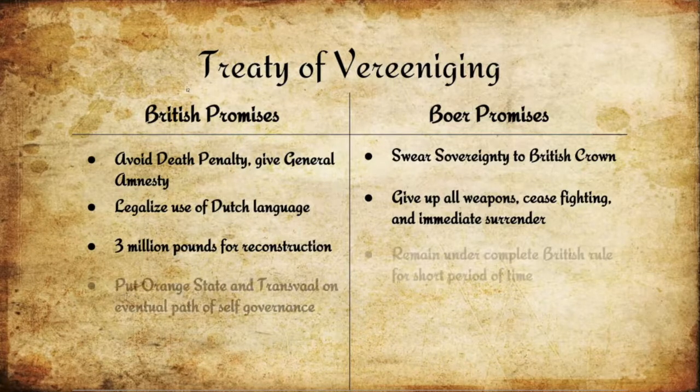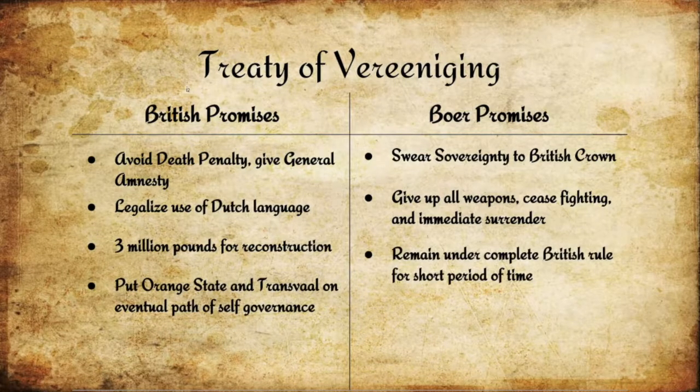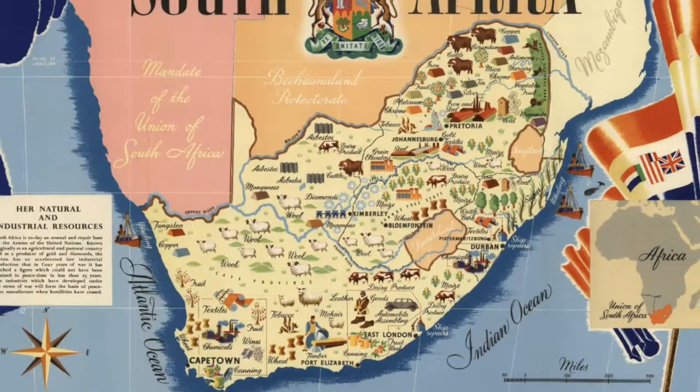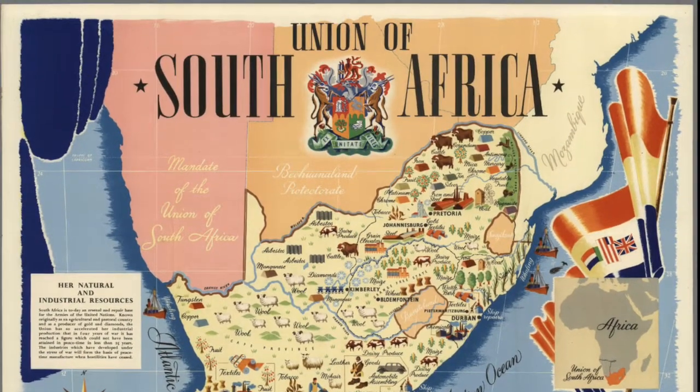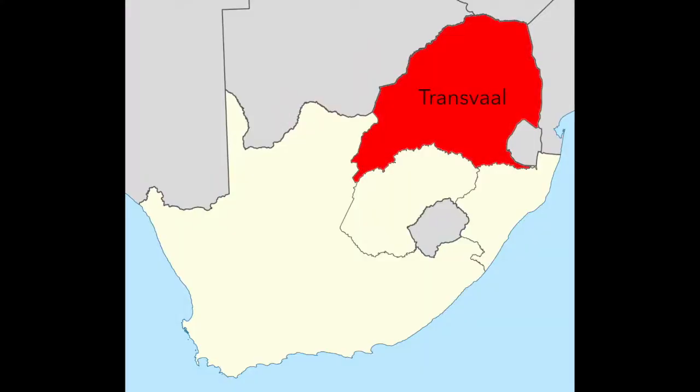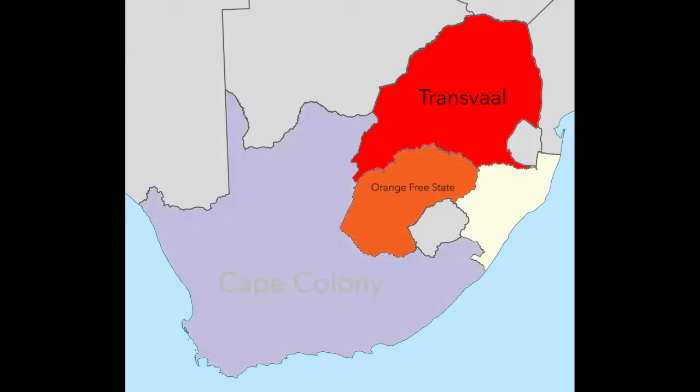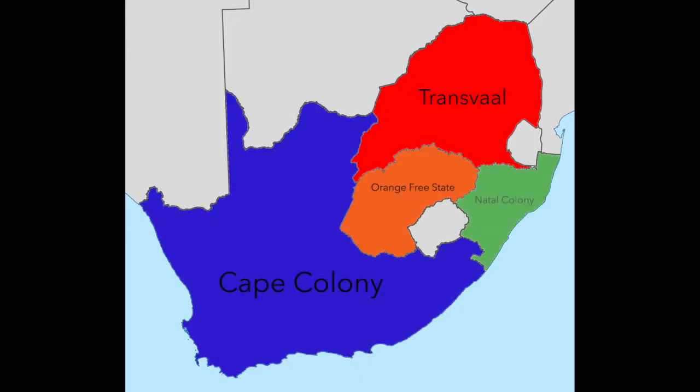Additionally, the Republic of Transvaal and the Orange Free State were immediately made colonies of the British Empire, but they were put on a path of eventual self-governance. But the more historically significant compromise took place during the creation of the South African Union. For the first time, the Transvaal Republic, the Orange Free State, and the previously British Cape Colony and Natal Colony were all under British rule.